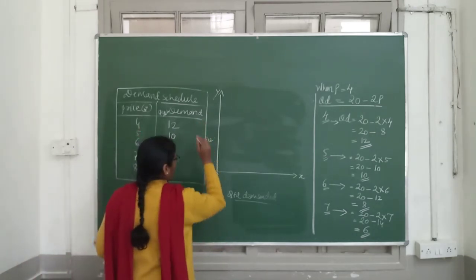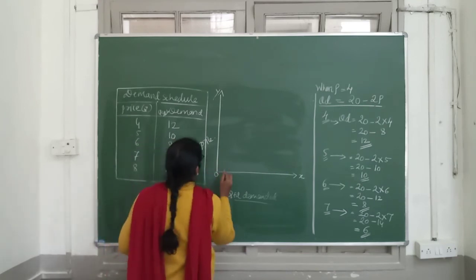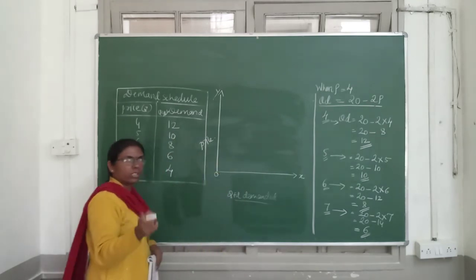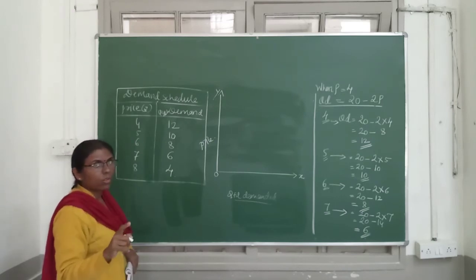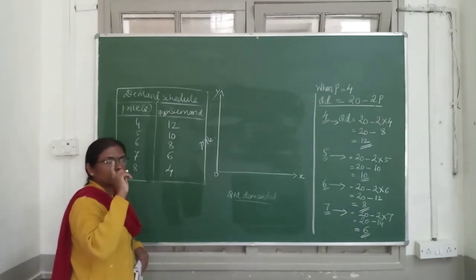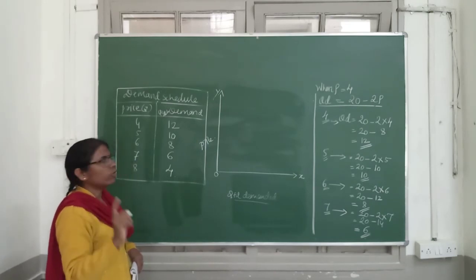So let us take the scale according to the table. So scale is very important. Already we mentioned in the last session also while drawing the law of diminishing marginal utility.